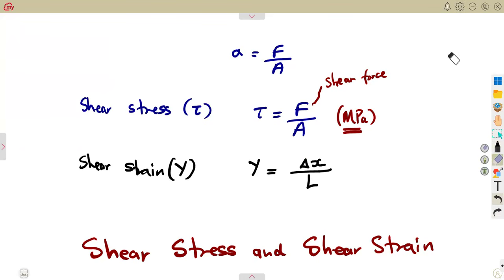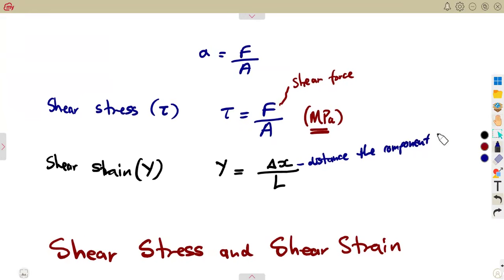The change in length is the distance the component moved due to the shear, so it can be considered as a deflection. Those are the terms that they will be using.